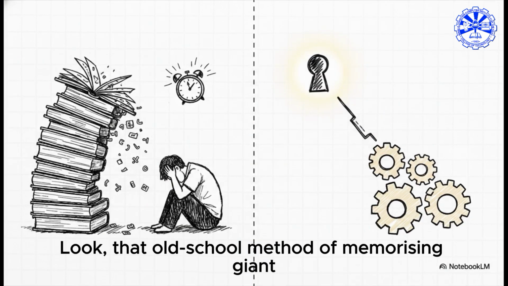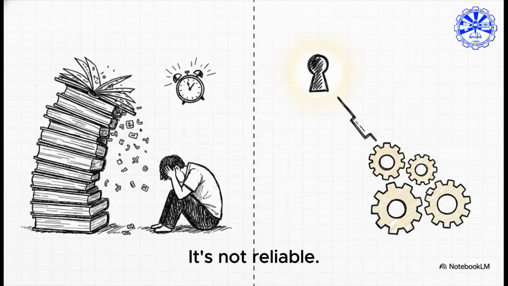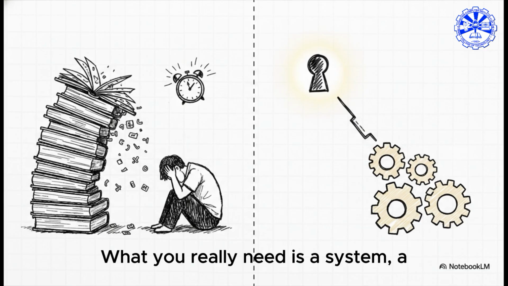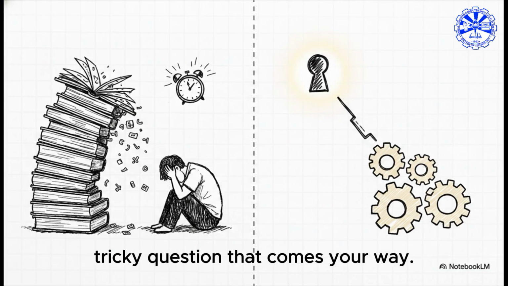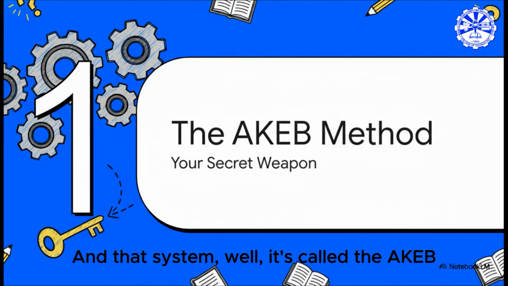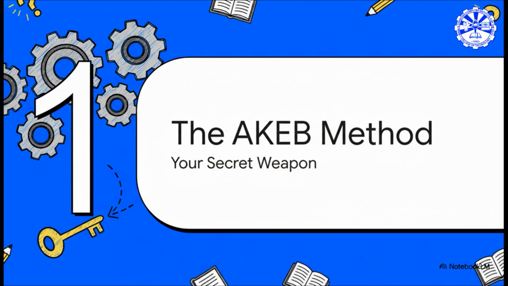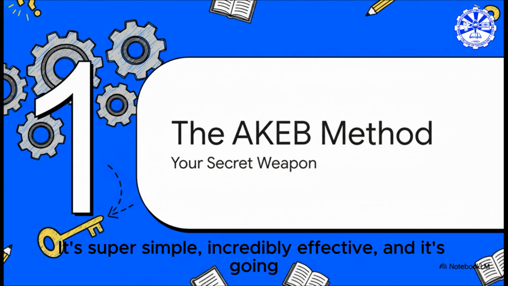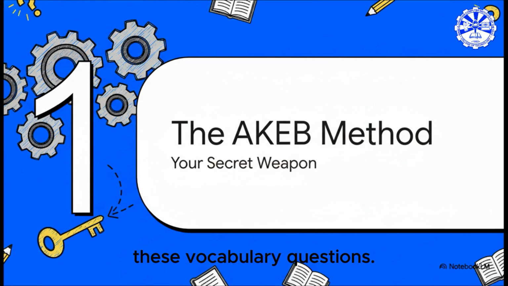Look, that old school method of memorizing giant lists of words, it just doesn't work when the pressure's on. It's not reliable. What you really need is a system, a strategy you can count on to decode any tricky question that comes your way. And that system, well, it's called the AKEB method. Seriously, think of it as your secret weapon, your personal toolkit for this exam. It's super simple, incredibly effective, and it's going to completely change the way you look at these vocabulary questions.